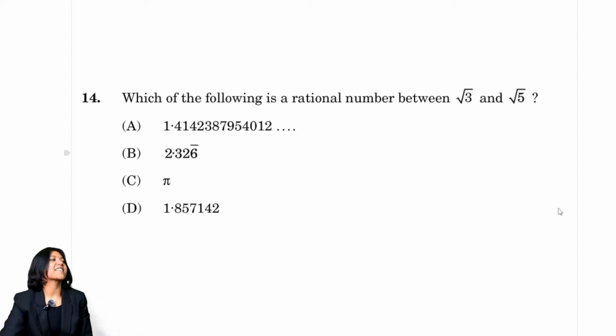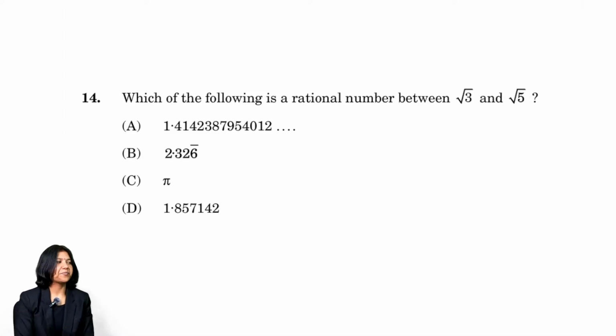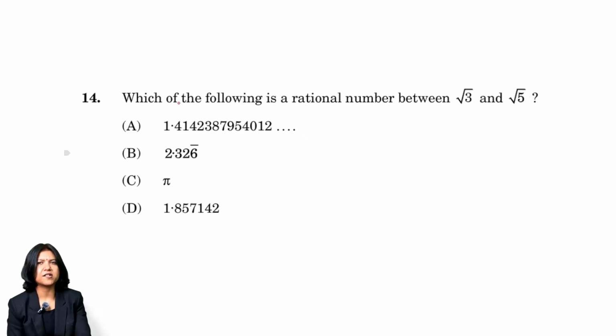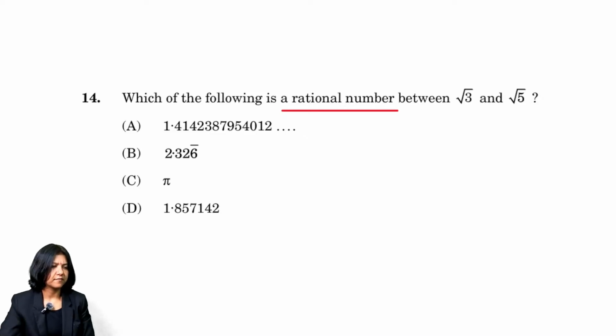All right, moving on to the next question, question 14. Which of the following is a rational number between root 3 and root 5? How would you do this? Square root 3. Think about this number. Square root 3 is very close to, I think you know the values, you may not know the values. So how exactly can you approach a question like this? Because the question first of all tells you it's a rational number.